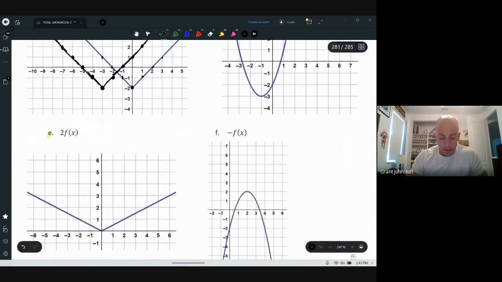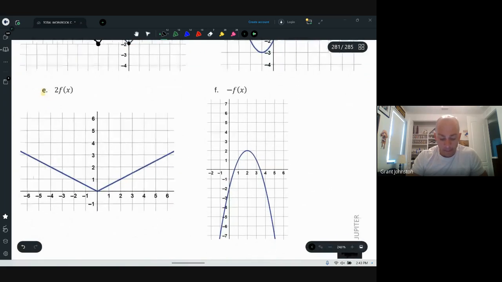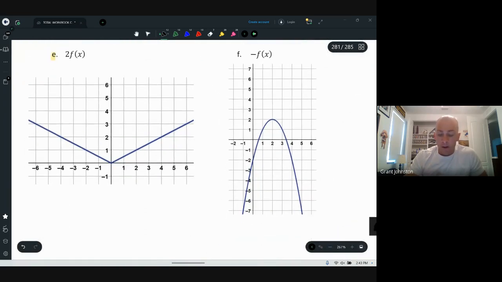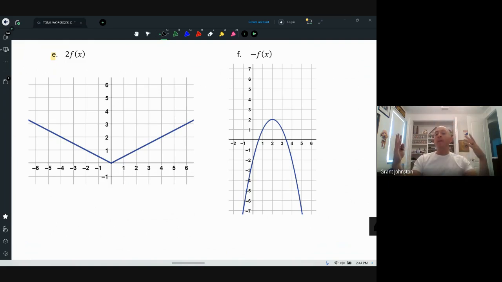Let me do E. So E says 2 times f of x. Since we're multiplying by 2, it's going to be a vertical stretch. If it was less than 1, say like a 0.5 or a 0.4, anything between 0 and 1, it would be a compression. But this is 2 times f of x. This is going to be a stretch.